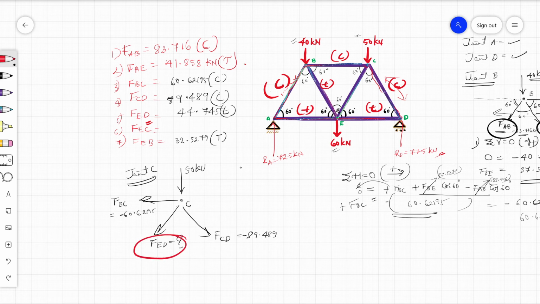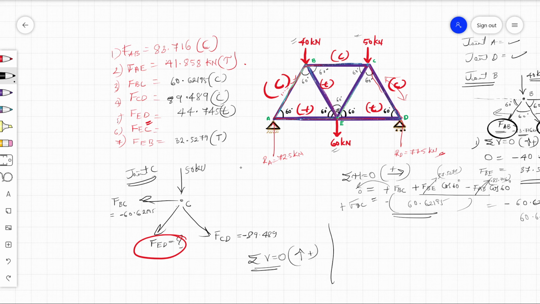But I don't know what is the value of FED. So either you can use summation of all horizontal forces equal to 0 or summation of all vertical forces equal to 0, any one equation, and find it out. You don't need to put both equations over here. So summation of all vertical force is equal to 0. Let me take upward force as positive.